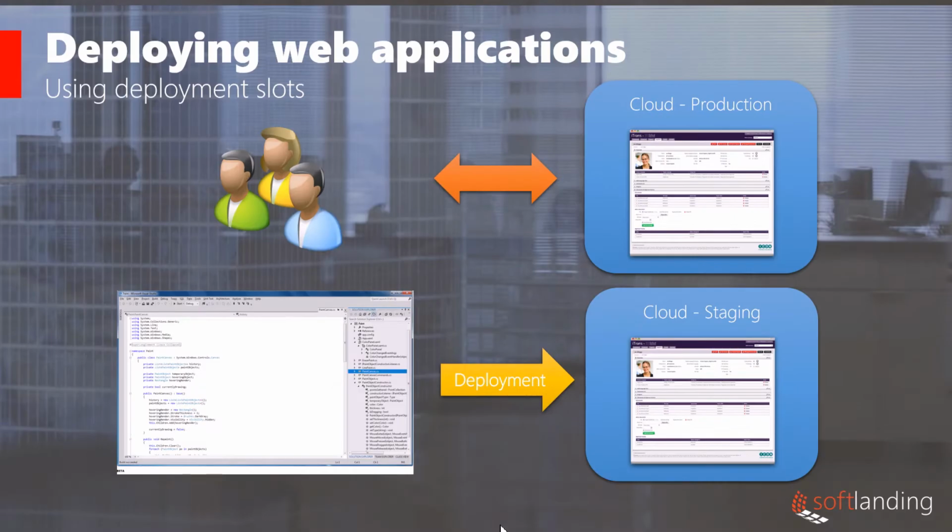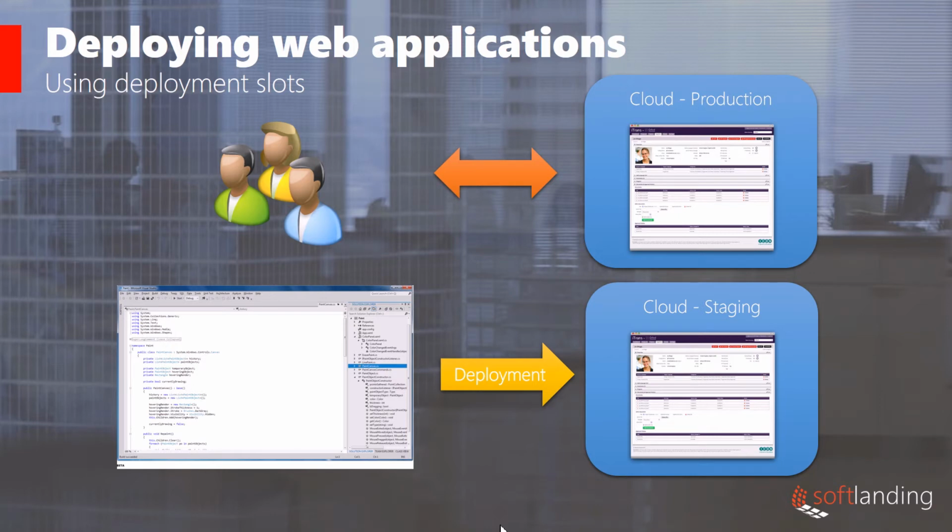In Azure, there's a good solution for this, and this is where deployment slots come into play. So let's have a look on how deployment slots are working. In the upper right corner here, you can see the version 1.0 of the web application, and this web application has been deployed to a production slot in Azure. And this version, the version 1.0 of the web application, is being used by users from all over the world.